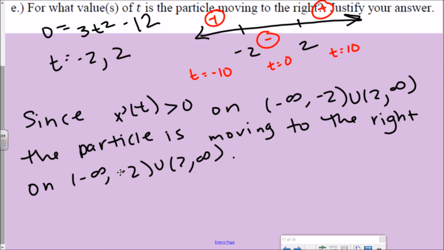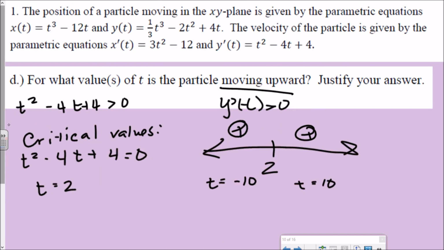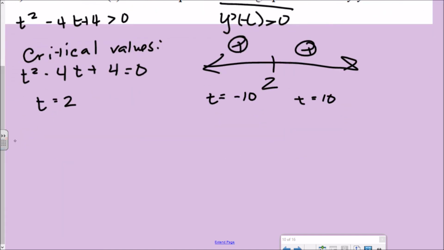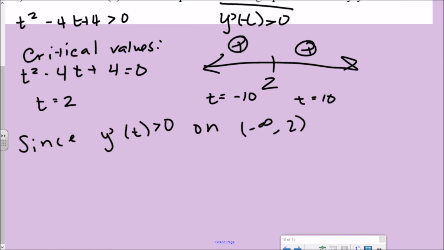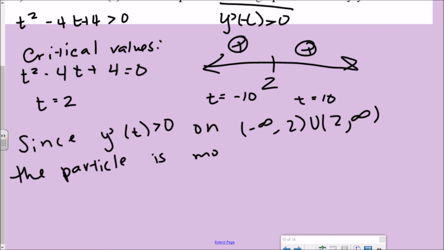All right, and I think did I do the sentence structure on this one? No, so let's go back and do the sentence structure on this one. So again, we're looking for is moving upwards, so that's where it's positive. So it would be negative infinity to positive 2, positive 2 to infinity, basically everything but 2. So I'm going to write it like that. So since y prime of t is greater than 0 on negative infinity to 2 union 2 to infinity, the particle is moving to the right, or sorry, upward.